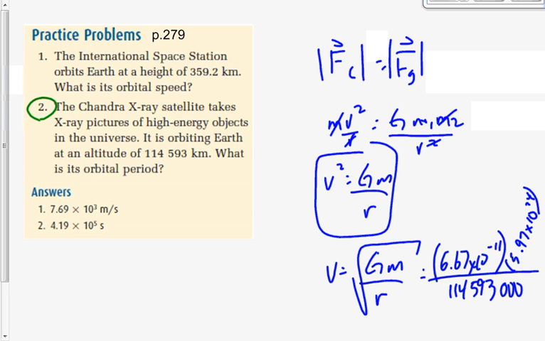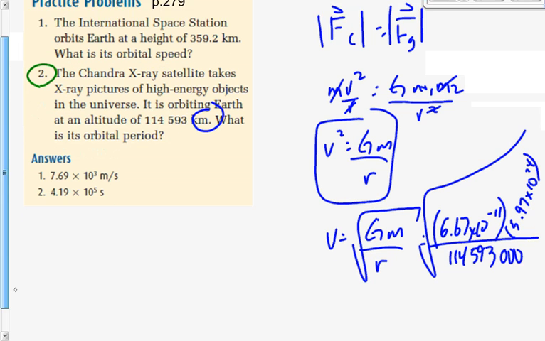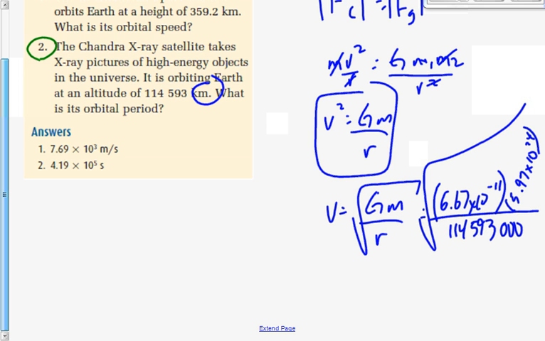Should we tack 3 more zeros onto there? Because we don't want kilometers, right? We want meters. Make sense? Is that good? Let's square root that. What do we get for speed when we square root that? Okay, everybody figure it out. I'm going to ask somebody in 1 minute.